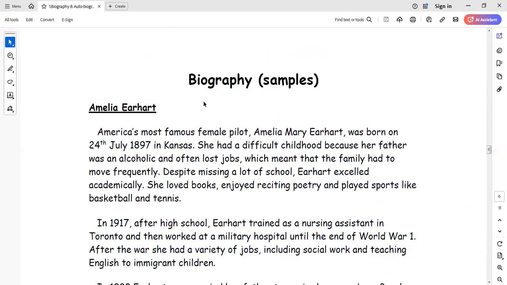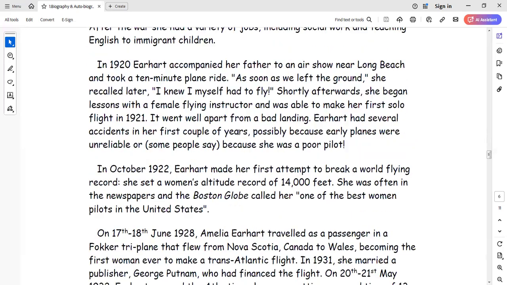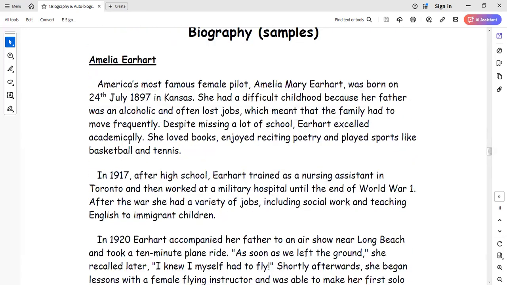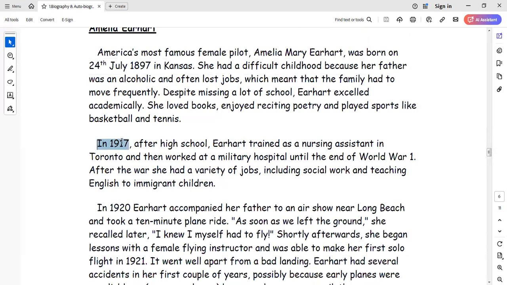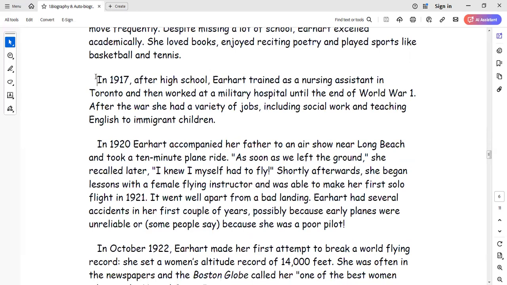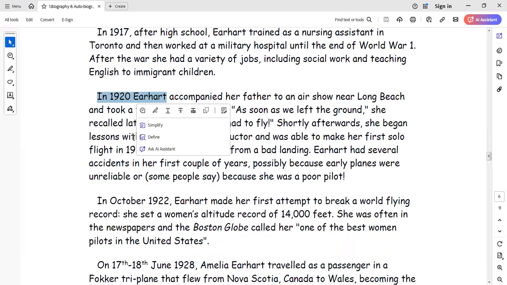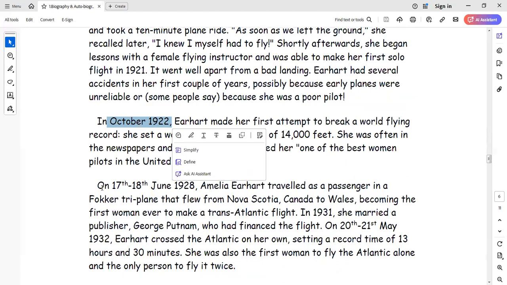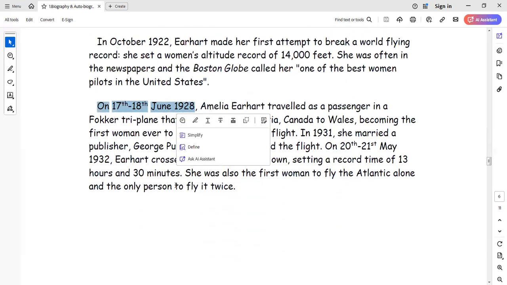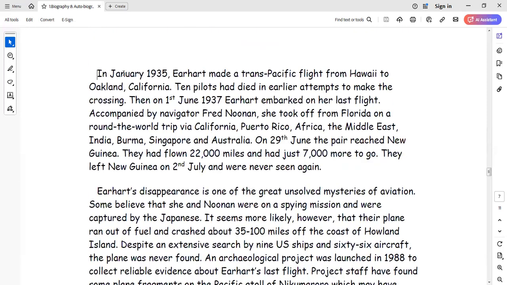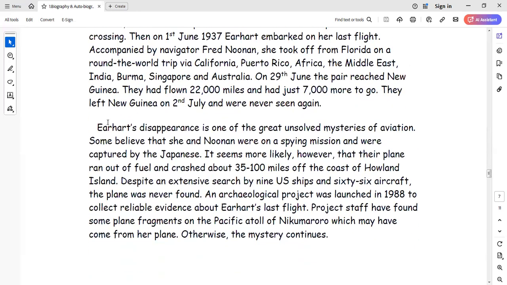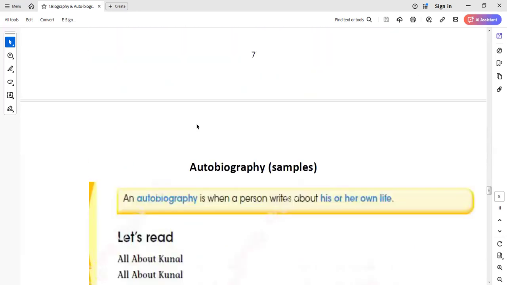Now, this is a sample of a biography about a famous female pilot. If you read it well, you will observe how the phases, how the stages, how the dates are important in writing the biography, because each date represents a time which is very important in the life of the person you are writing about.